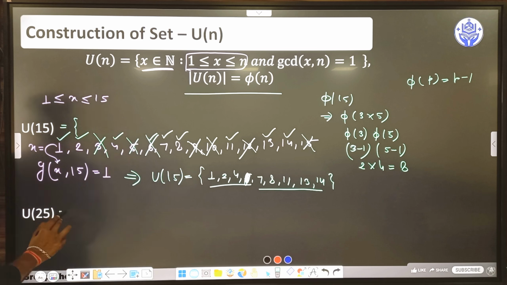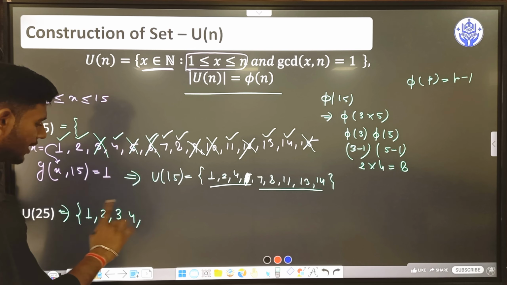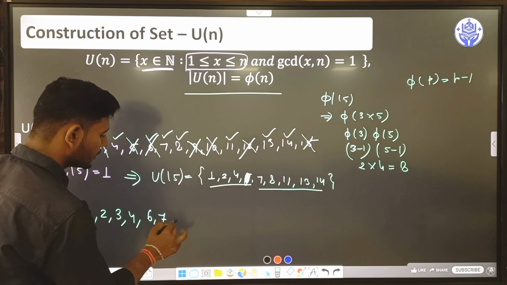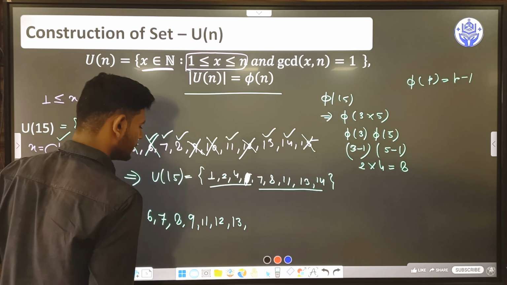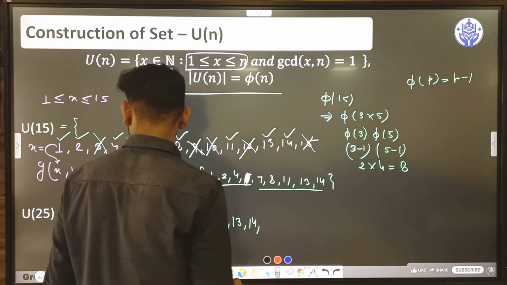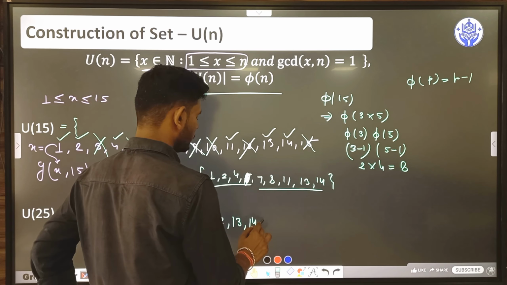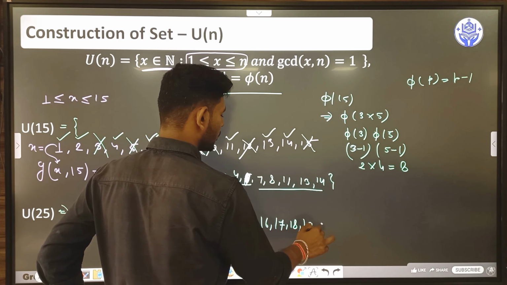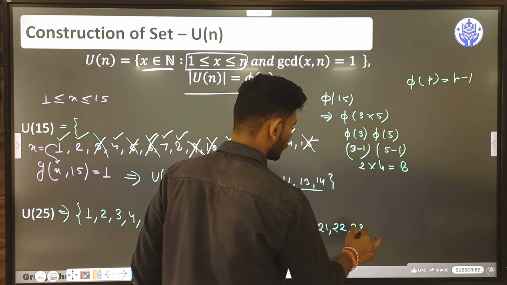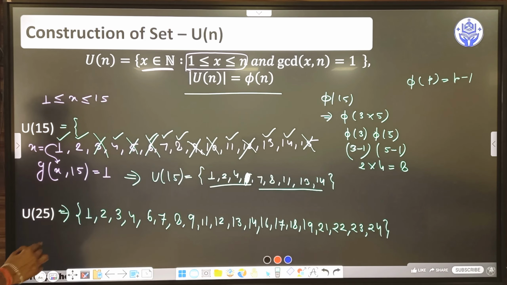Now can you find U25? Easily you can find it. 1, okay, 2, 3, 4, 5 can't be there. 6, 7, 8, 9, 10 can't be there. 11, 12, 13, okay, 14, then 15 can't be there. Okay, 15, 16, yes. 17, 18, 19, 21, 22, 23 and 24. So which ones have GCD 1? Just take phi.